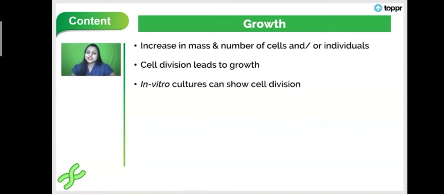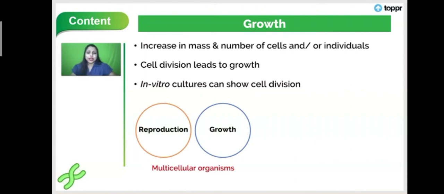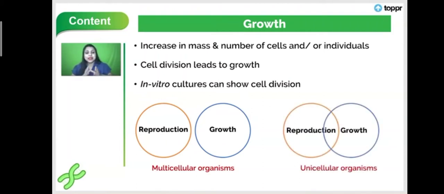Also, if we talk of the in vitro cultures, the cell division can be seen in such in vitro cultures too. Now, one thing that we need to note is that in multicellular organisms such as humans and the other mammals or the insects or any other animals per se, the reproduction and growth, these two are completely different events. However, if we talk of the unicellular organisms like bacteria, amoeba, etc., these are actually inclusive events. That means the cell division leads to reproduction as well as it leads to growth. That means due to cell division, new individuals are formed and that is considered as growth as well as reproduction in unicellular organisms.